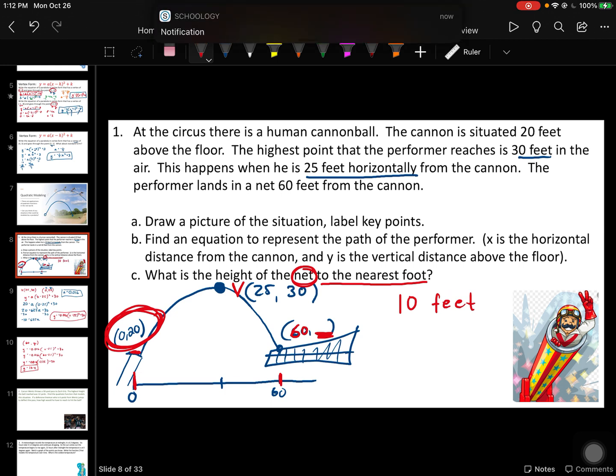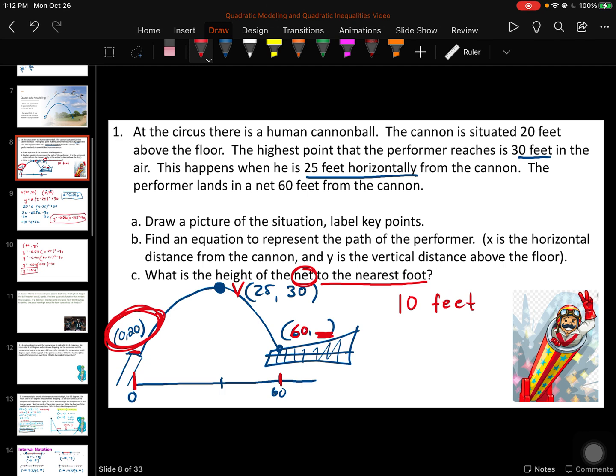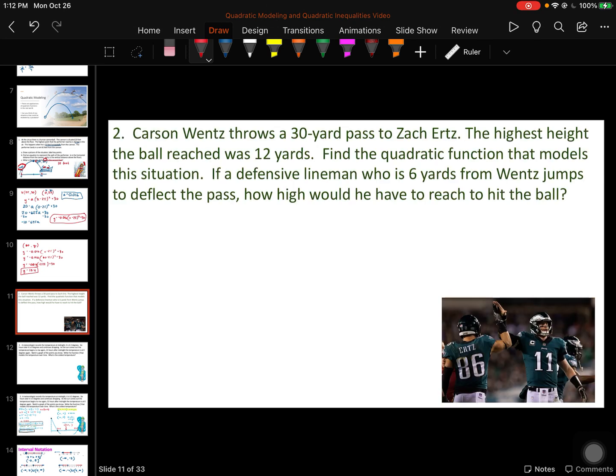Okay, so there's your first example of quadratic modeling. Just some real life examples of these different quadratics that we've been talking about. Another one we could talk about is football. So here we have Carson Wentz throws a 30-yard pass to Zach Ertz. Let's highlight the important information. 30-yard pass, we don't care that it's Zach Ertz, he's hurt, we know that. The highest height the ball reaches is 12 yards. You should be thinking as soon as you hear that, that's the vertex. Find the quadratic equation that models this situation.